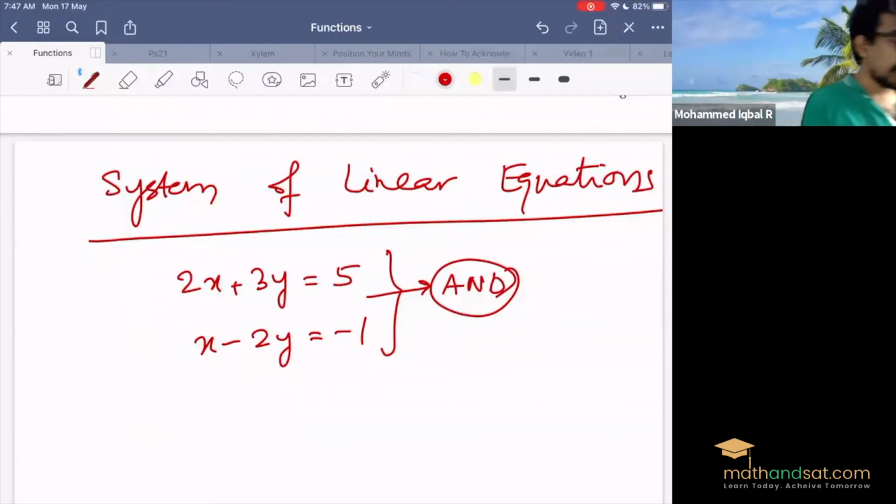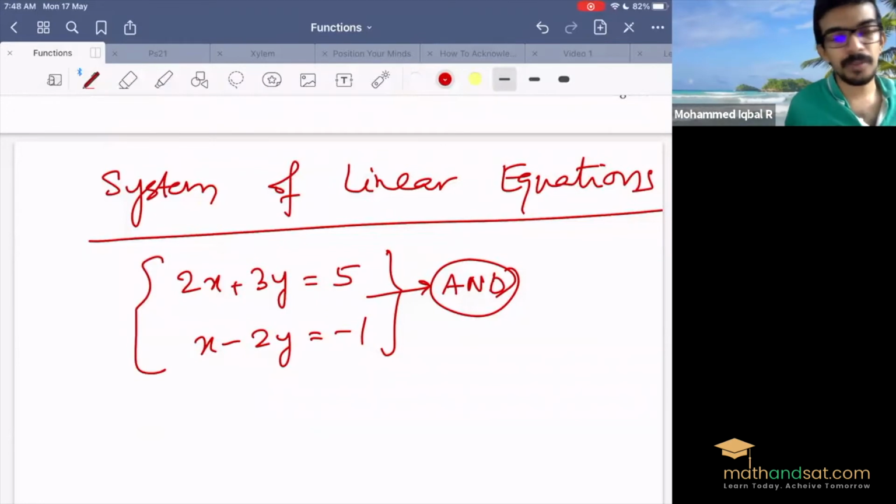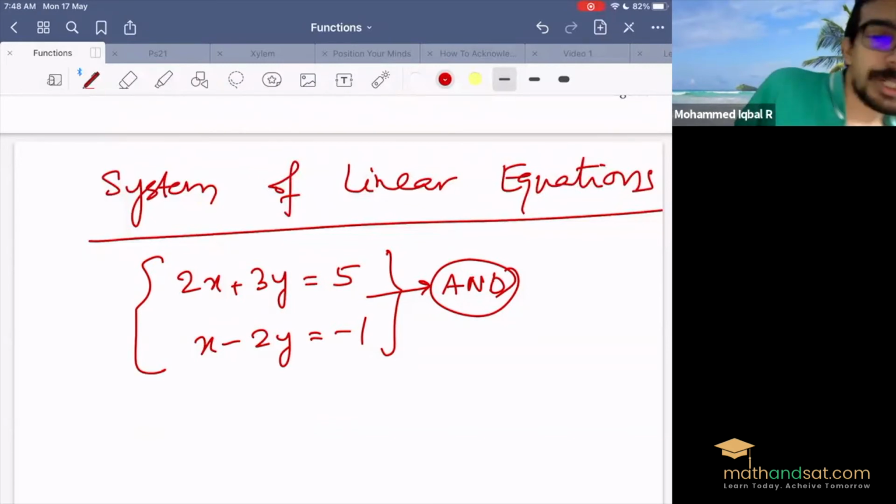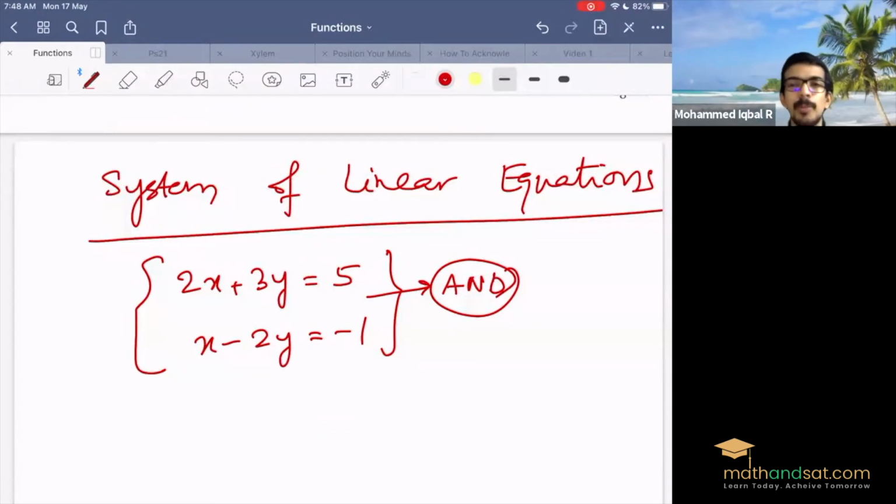So there are multiple ways to solve these kinds of equations. I hope you would have already come across substitution, elimination, and the graphical approach. We'll quickly discuss it and then we'll move on to problems.